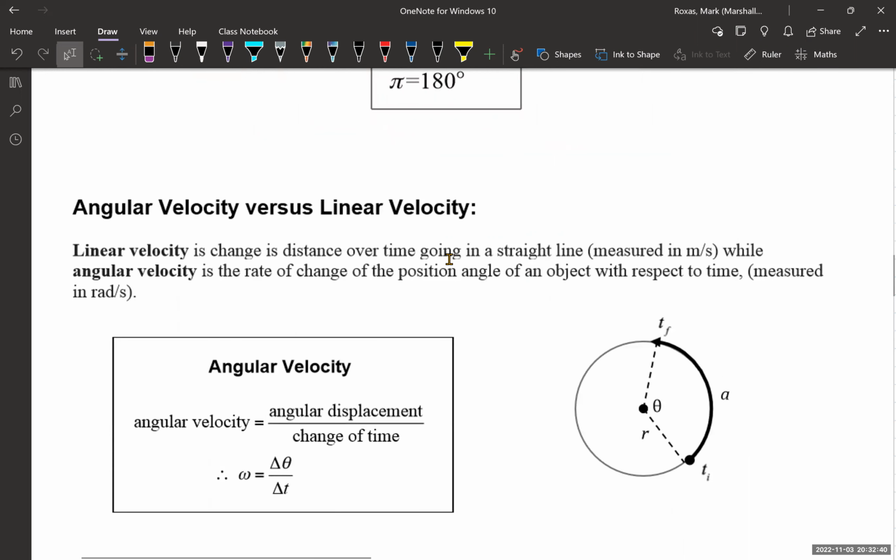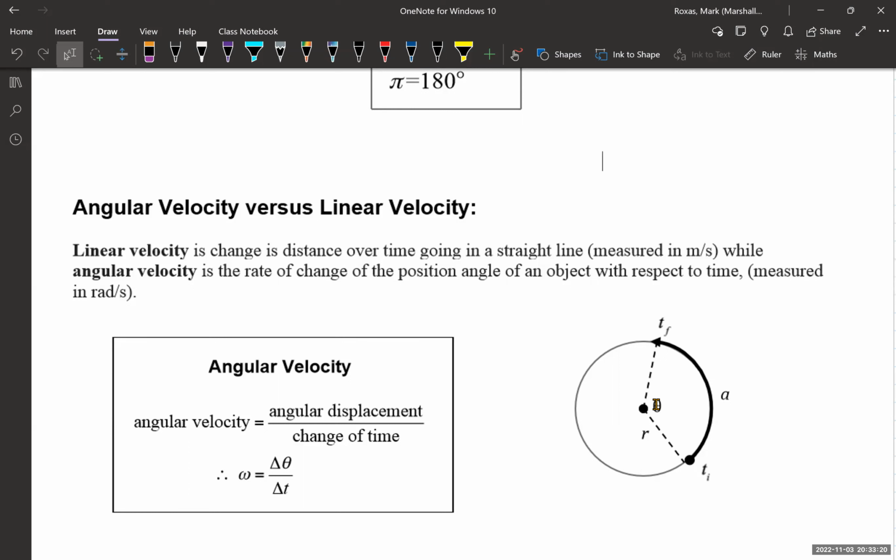Before we get into some examples, let's talk about another quick concept in this chapter: angular velocity versus linear velocity. We are very much used to linear velocity, the change in distance over the change in time, going in a straight line, measured in meters per second. However, we have applications where we have angular velocity, something rotating. Angular velocity is the rate of change of the position of an angle of an object with respect to time. Think of theta rotating around a circle, like a satellite going around Earth or the moon going around the Earth. There is angular velocity.